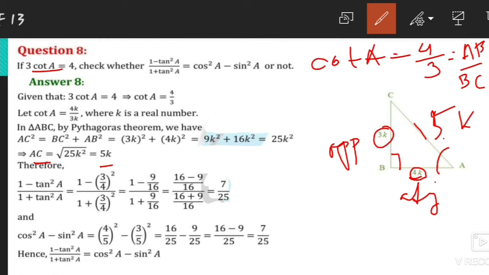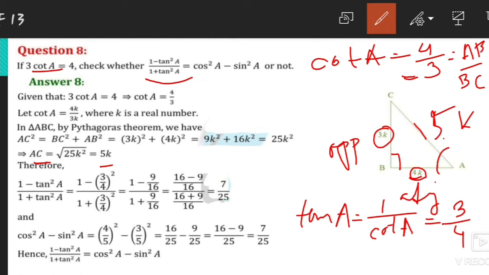Now on the left hand side you need the value of tan. You know that tan is the reciprocal of cot. Tan A is equal to 1 by cot A. That means if cot A is equal to 4 by 3, tan A will be 3 by 4. So in place of tan A, I am putting the value 3 by 4. Now tan square A is given, that's why 3 by 4 whole square. If you do the calculation in the numerator and denominator, you will get the value as 7 by 25.